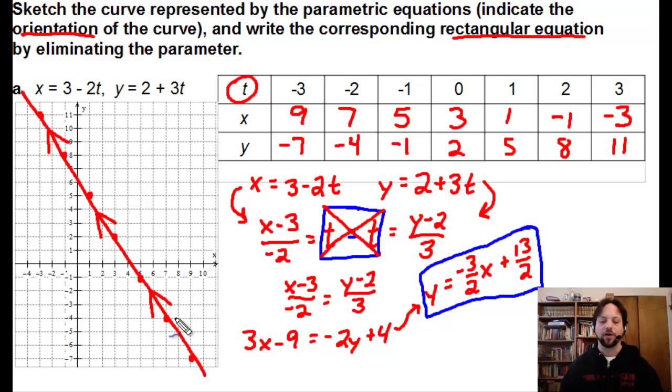So be very careful. I will tell you, not all parametric functions will graph as lines. This was a very simple example, but let's take a look at example B and see a parametric function that is not a line.